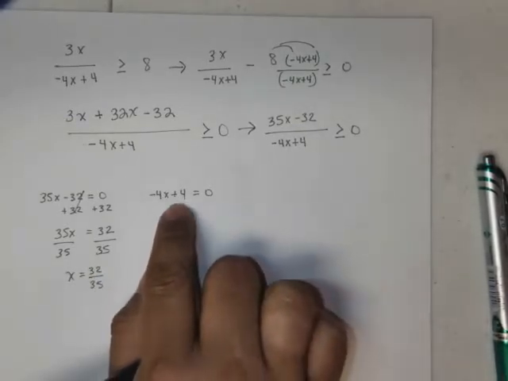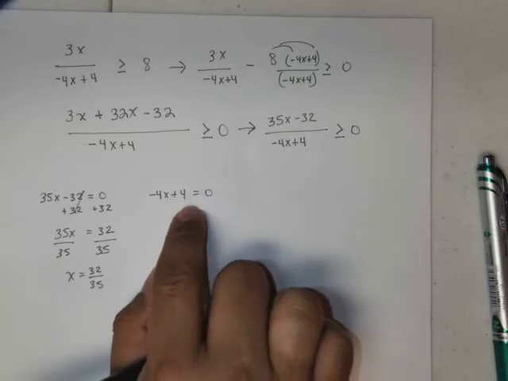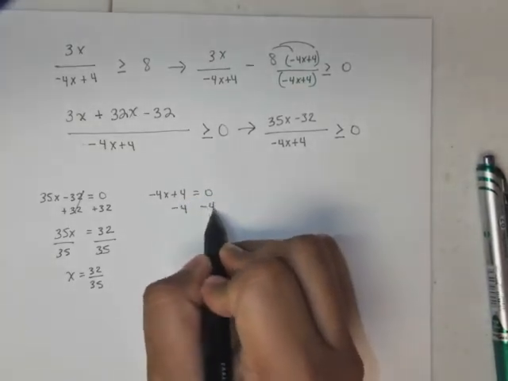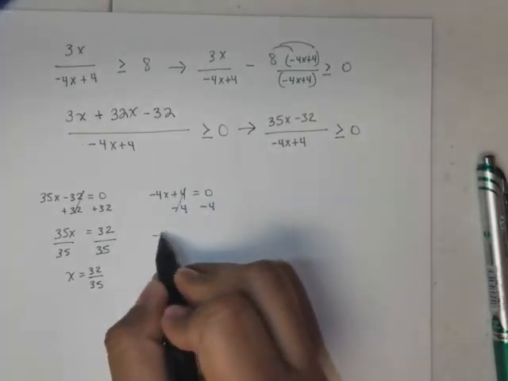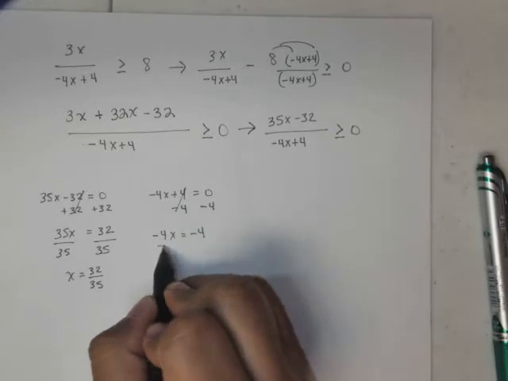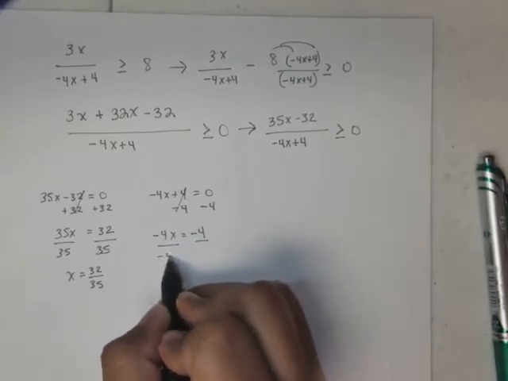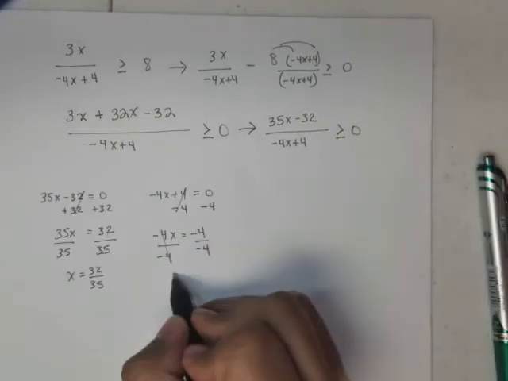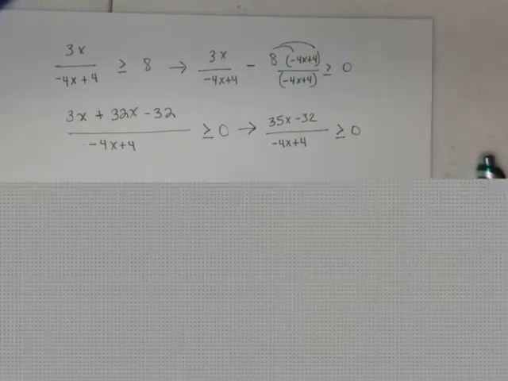And right over here, we have negative 4x plus 4. All right, we're going to subtract 4. Okay, negative 4x equals negative 4, and we're going to divide both sides by negative 4. Okay, now here we end up with x being equal to 1.